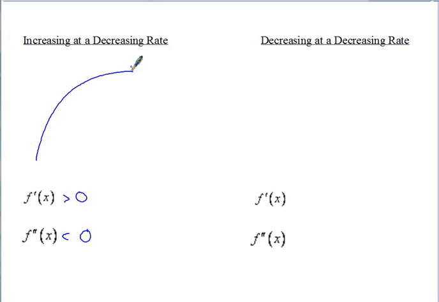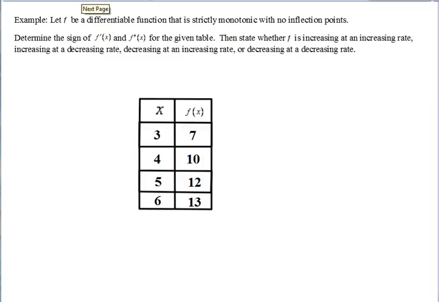And finally, decreasing at a decreasing rate, like that. So it's decreasing, so the first derivative is less than 0, and it's concave down, or the rate itself is decreasing, getting more and more negative, so the second derivative is less than 0.